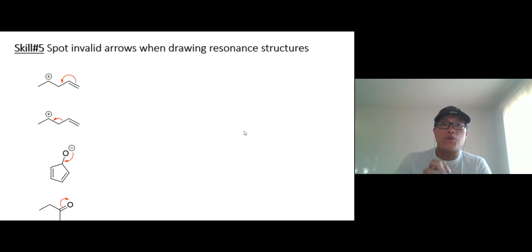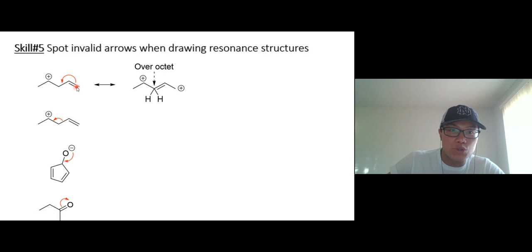Okay. So from the previous several videos, we talked about resonance structures, how to draw them, the pattern and stuff, right? Now, let's see if you can catch any of these arrows that are inappropriate. Look at the first arrow right here. Is it a correct arrow or not? You can say no, you can't do that because if you draw this arrow, the two electrons here will move and form a double bond right here, and they're going to make the carbon in the middle over octet. You can't draw that.